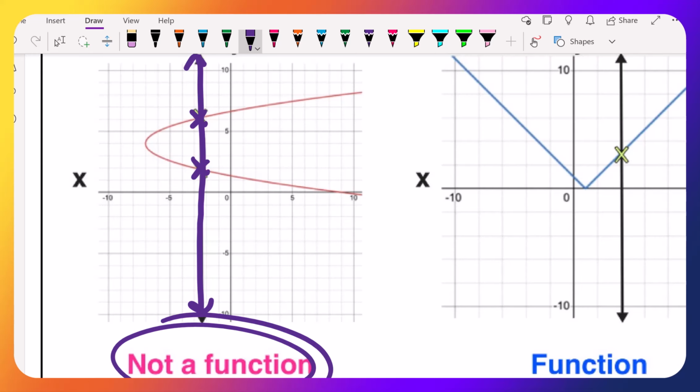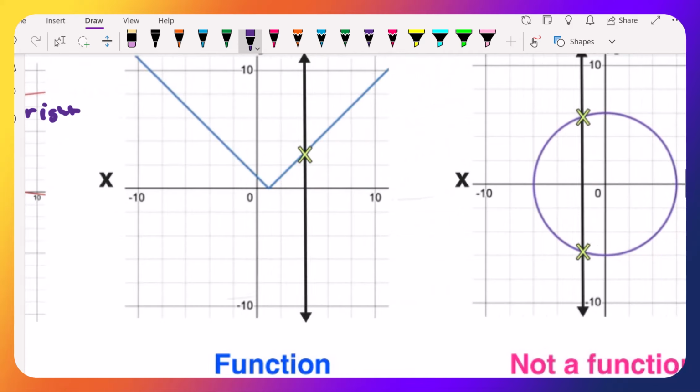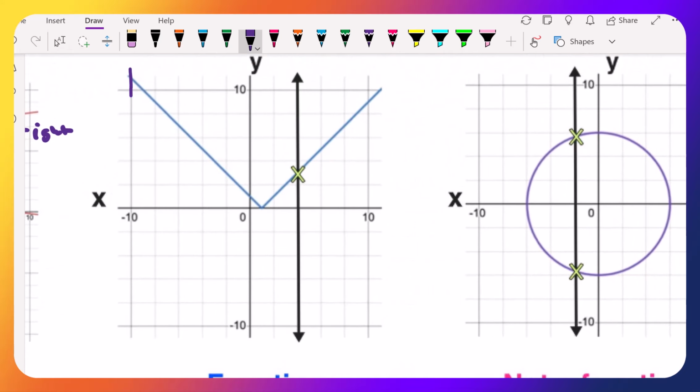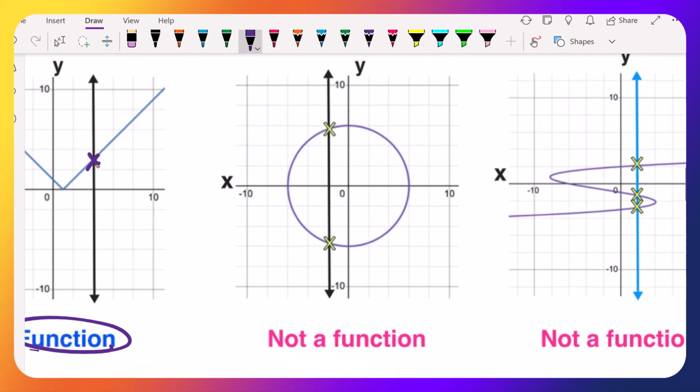Now, I want to make it clear that over here, it does pass the test because it hits it in that one spot. It doesn't matter if it passes the test on some of it. If it doesn't pass the test all the way starting over here on the left, and you scan all the way to the far right, it has to pass the whole way. So if you look at this one, if you just imagine starting a vertical line over here and you keep going, it's only going to touch that vertical line in one place. So this one does pass the test, and that is considered a function.